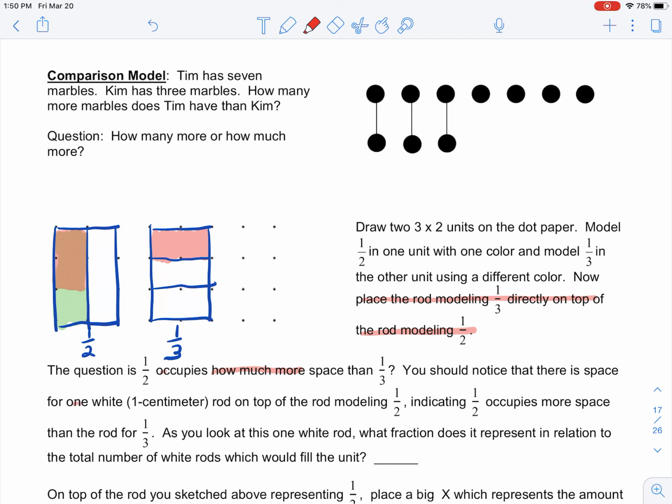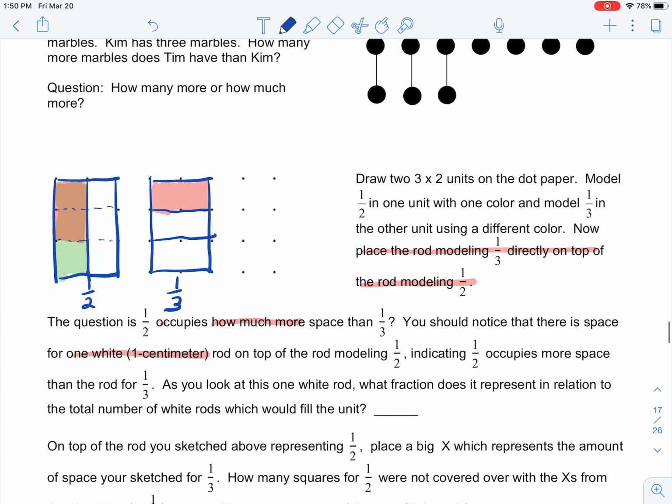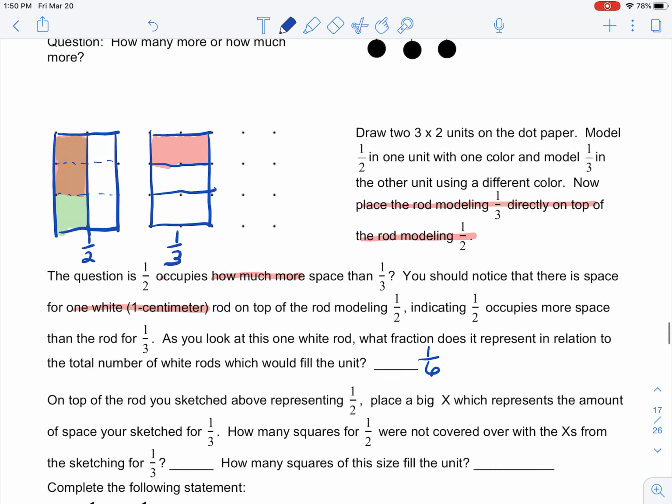And you notice that there's 1 square centimeter, one of those small squares, that is left here, the 1/2 that was not covered by the 1/3. And if you then think of breaking this up into small units, you can see that it's 1/6 of our original unit that was not covered by the 1/3. So the 1/2 is 1/6 bigger than the 1/3.